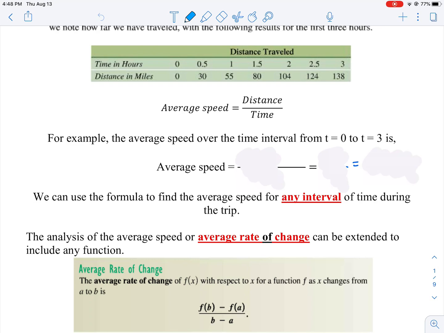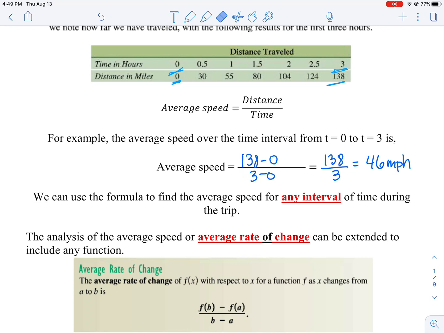I can figure out my distance. Starting at 0 and going to 138, I can figure out the total distance traveled. That's 138 minus 0, or 138. Over the total time period, which was 0 to 3 hours, that's 3 minus 0, or 3 hours. So then I can say, by dividing, that my average rate of change, or my average speed, was 46 miles per hour. Now it's not my instantaneous rate of change, but it's my average rate of change, my average speed over those 3 hours by using the information up above.